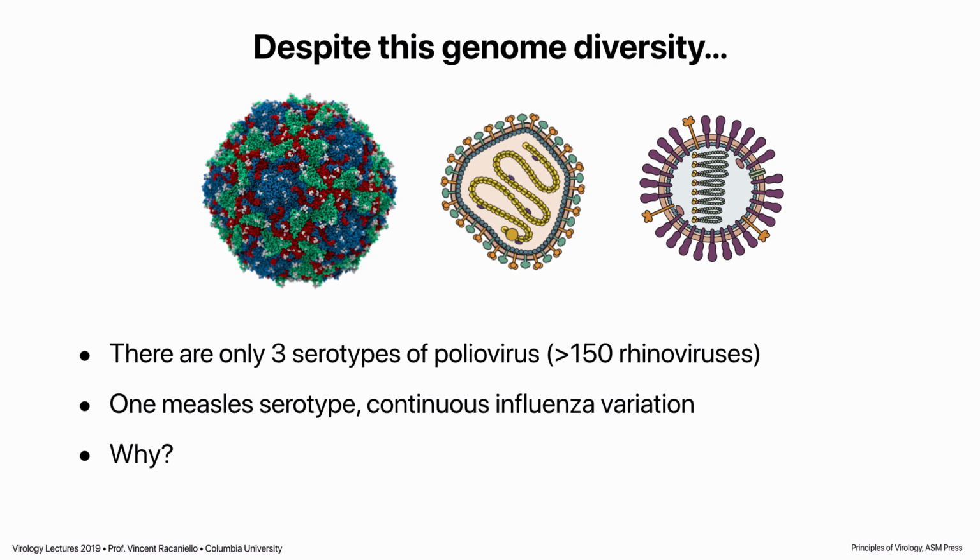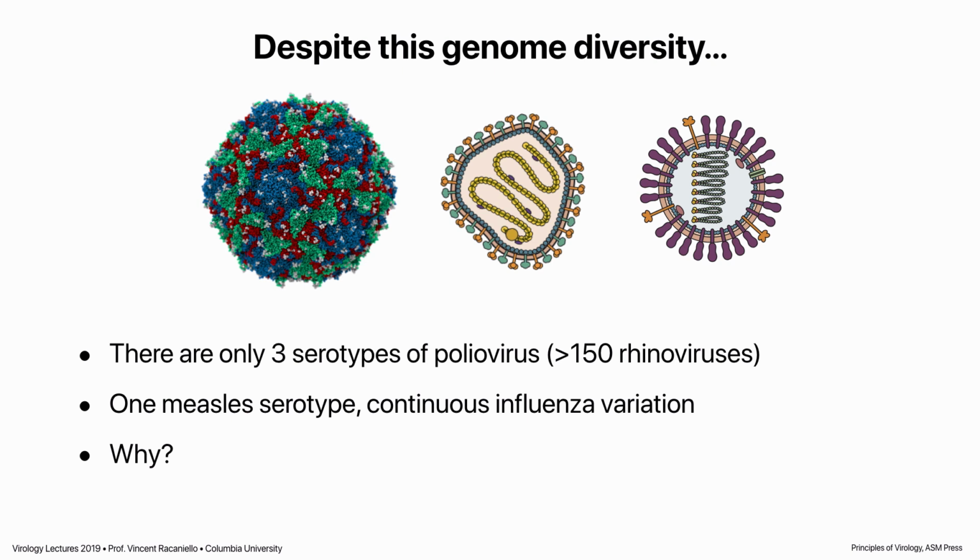There's only 1 measles serotype. We've been using the same measles vaccine for over 50 years, and the virus has not evolved to avoid it at all. The antibodies we make against measles, the measles virus does not evade them at all, whereas influenza viruses vary on a year-to-year basis. And there are many more examples of this.